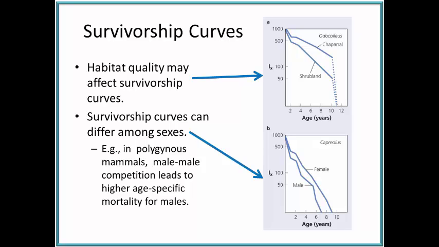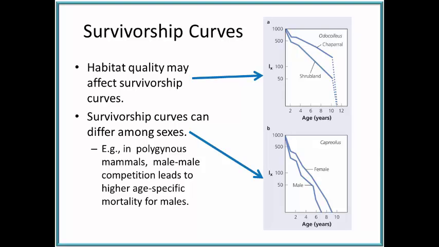Again, I don't know. You might be able to argue it's a different type, but you get the idea. The type 1, 2, and 3 are idealized forms. Now let's look at the actual text of this particular slide. We see, first of all, that habitat quality can affect survivorship.